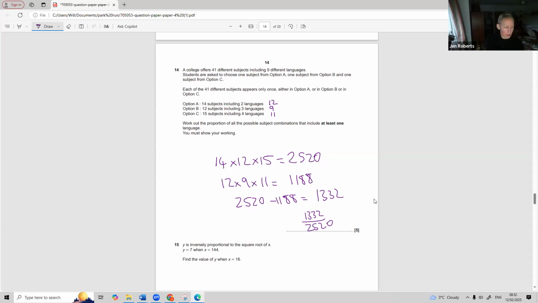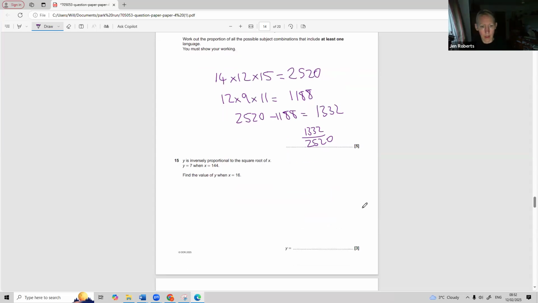Okay, next question. Inverse proportion. So y is inversely proportional to the square root of x. Don't forget, if it is direct proportion, it's y is proportional to root x, but it's not inverse. So y equals k over root x. Y is 7. We want to work out the value of k. So don't forget here that k remains the same all the time. It's the y and the x that are changing. Okay, 7 times 12 is 84, so k is 84.